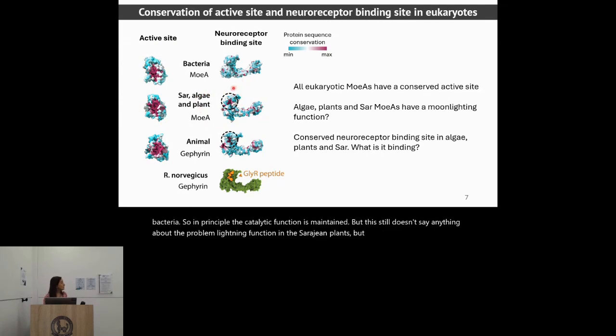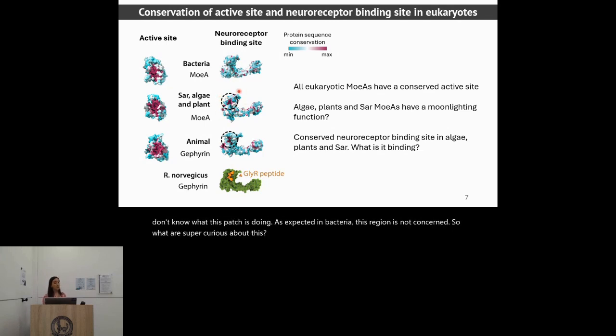But we saw something very interesting in this other view of the protein. This is a monomer of MoeA, and we see this patch that is very well conserved in the SAR, algae, and plants. And very intriguing, this patch is also very well conserved in the animals. And if we see, for example, this is the rat gephyrin, we see that this spot is exactly where the GABA and the glycine receptors bind. So this makes sense because this is an important region in the animals, but the SAR, algae, and plants don't have a nervous system, so we don't know what this patch is doing. As expected, in bacteria, this region is not conserved. So we're super curious about this.